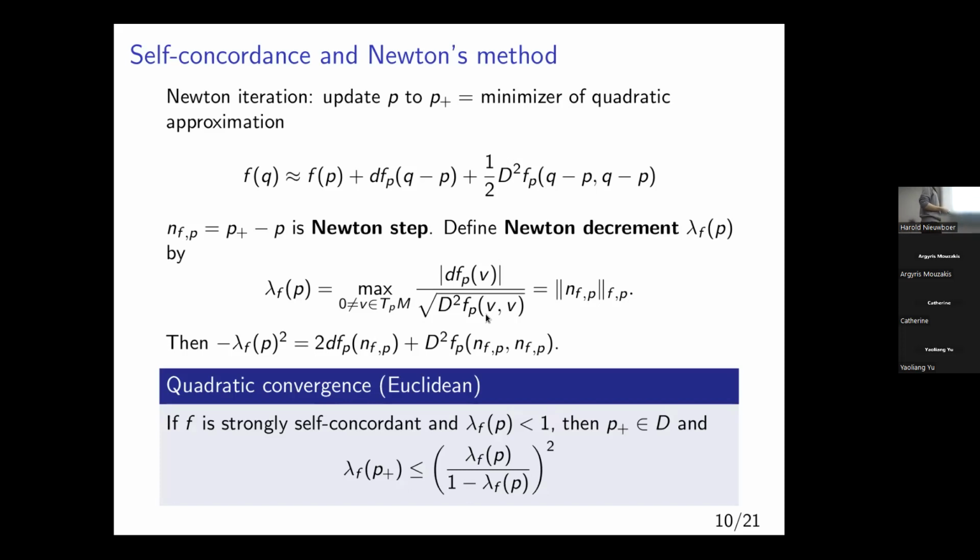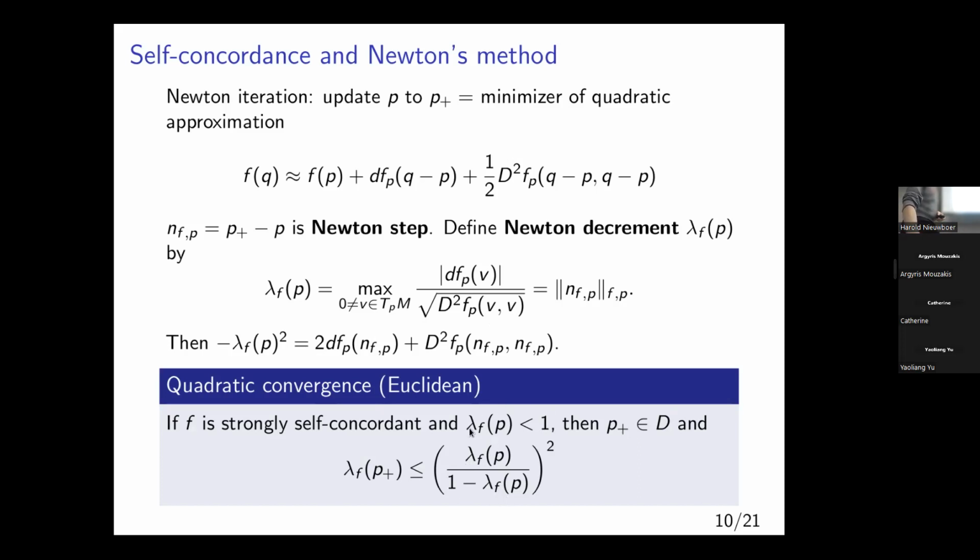If I start with a self-concordant function, and its domain is what it should be, which is the definition of strongly self-concordant, and my Newton decrement is at most 1, then you can guarantee that my point after taking this Newton step is still in my domain. And you have an estimate on what the Newton decrement will be after taking the Newton step. It's at most the previous Newton decrement squared, divided by something that's not too big.